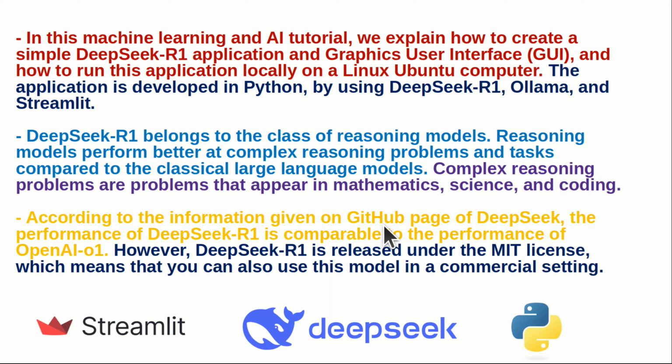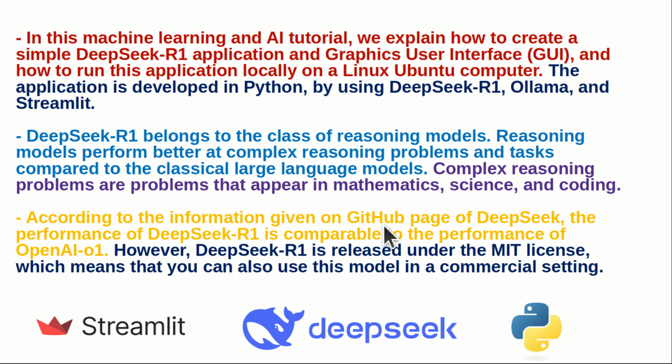In this Machine Learning and AI tutorial, we explain how to create a simple DeepSeek R1 application and a graphical user interface or GUI, and how to run this application locally on a Linux Ubuntu computer. The application is developed in Python by using DeepSeek R1, Ollama and Streamlit.